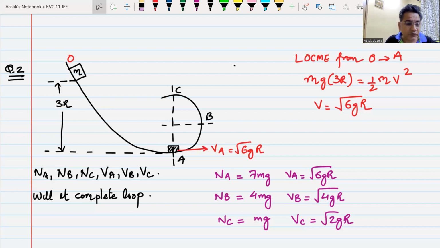What was the condition of looping? Greater than root 5 gR. Okay, thank God. We remember it. I was about to have a heart attack. Anyways, it is root over 5 gR. That was a body attached to a string.